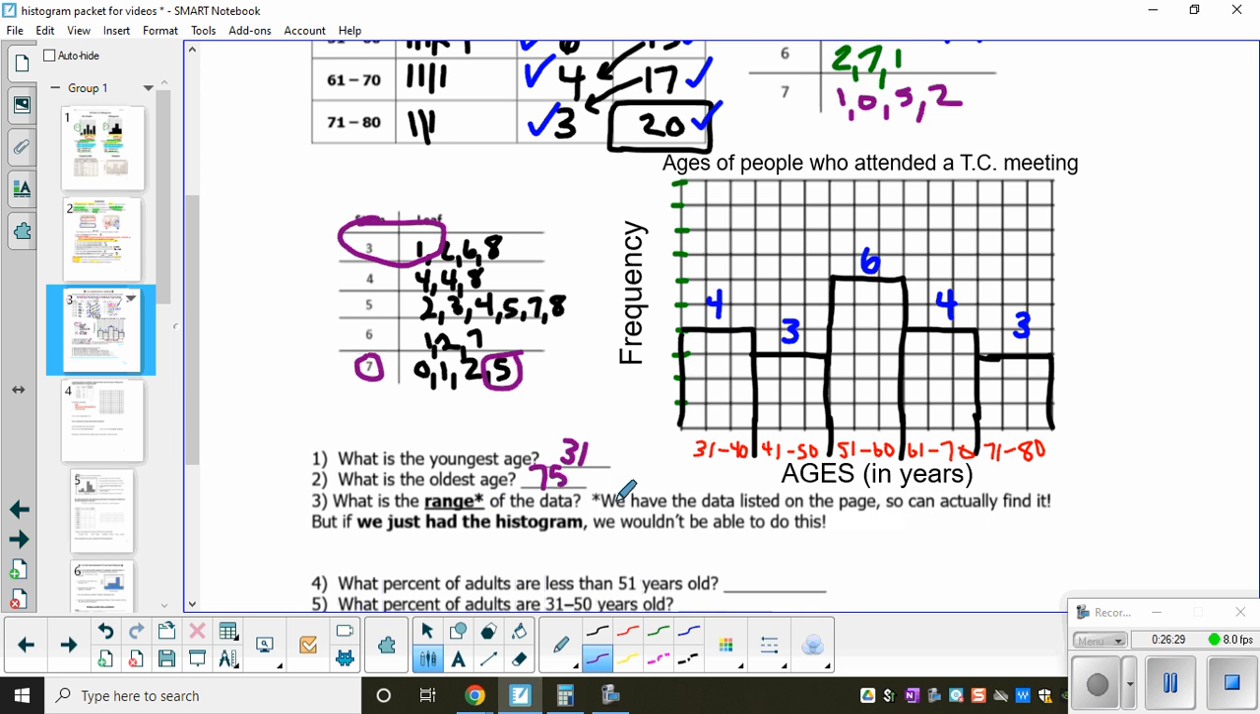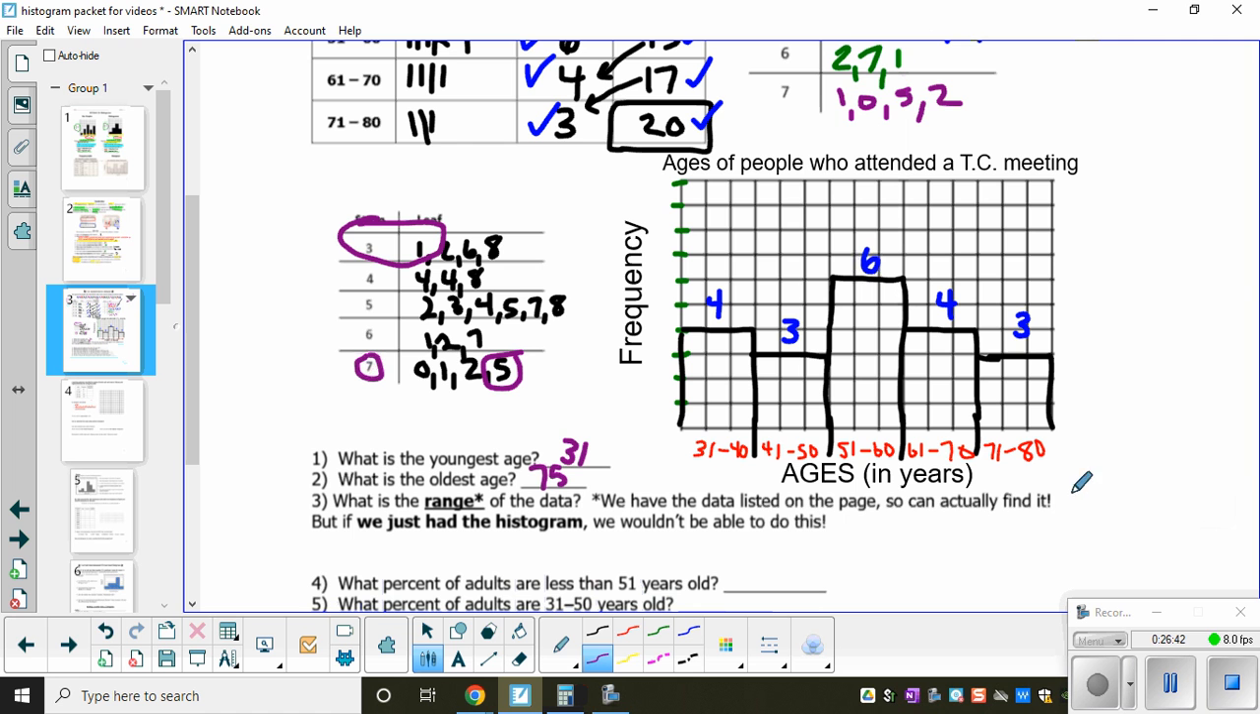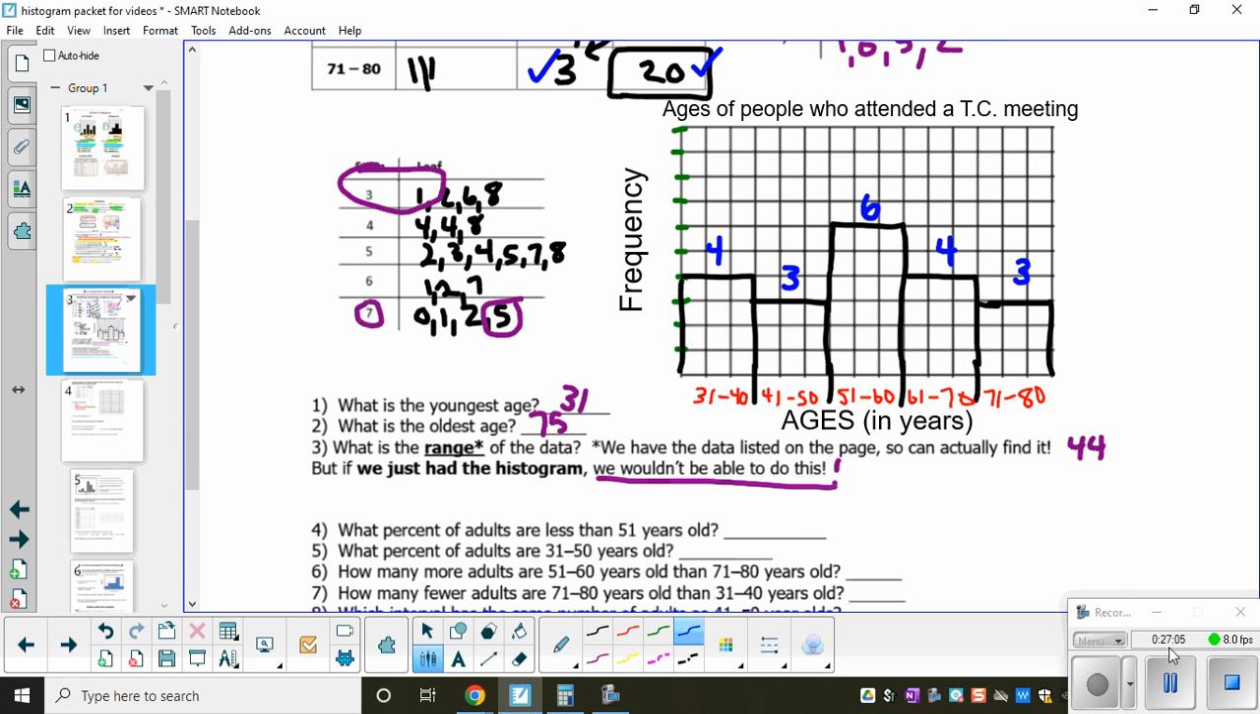So what's the range? Well, because we have the data listed on this page, we have the 75 minus the 31. To find the range, we just do the highest minus the lowest. So the range here is 44. The range of the data is 44. There's a spread of 44 ages, and that's kind of the range of the age group that we see, okay? 31 all the way up to 75. But if we just had the histogram, we wouldn't be able to do this. I kind of want to point that out, okay? If we were only looking at the histogram, we would not have been able to do what we just did with range.